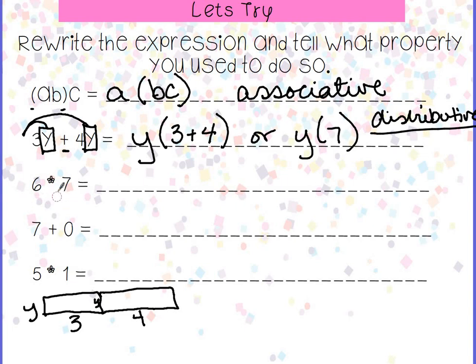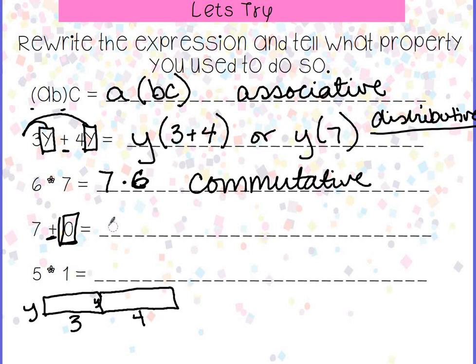Here, I don't have anything to group. I don't have a commonality, so I can just change the order. I can move them around. So this would be 7 times 6. There we go, which would be the commutative property.